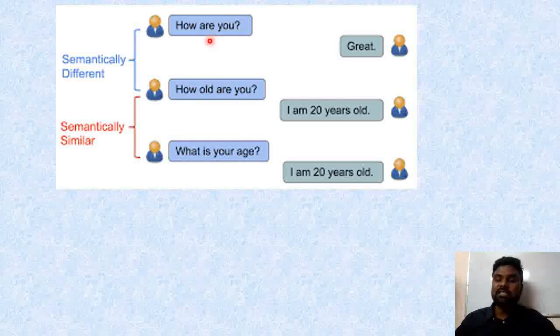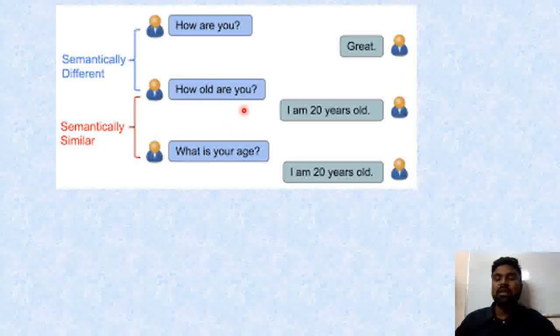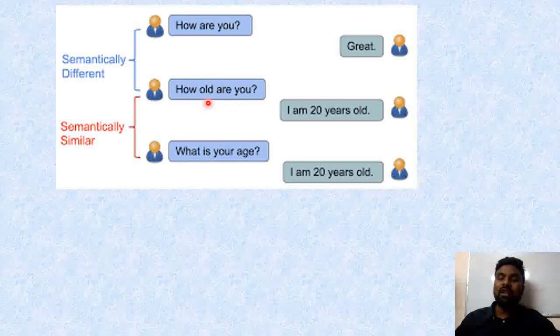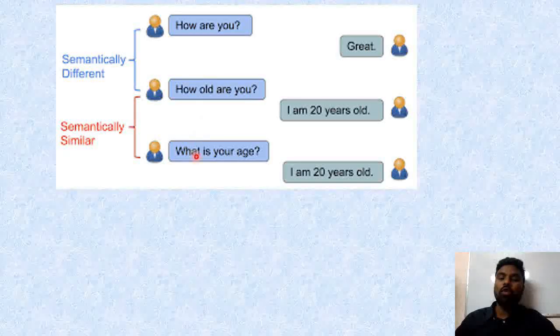दोनों का syntax भी अलग है क्योंकि लिखा हुआ भी अलग है. But let us take next two sentences. They are semantically similar. How old are you? And what is your age? दोनों का मतलब सेम है. दोनों में ही जो पूछने वाला है वो पूछ रहा है सामने वाले का एज. How old are you? And what is your age?